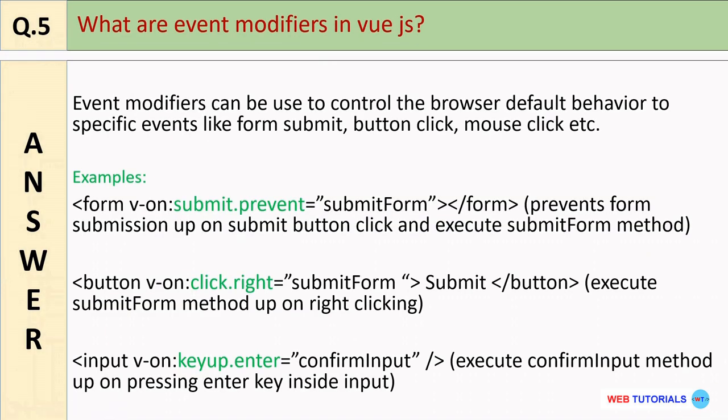What are event modifiers in Vue.js? Event modifiers can be used to control the browser default behavior for specific events like form submit, button click, mouse click, etc. Some examples of event modifiers are submit.prevent, which will prevent default form submission on submit button click, click.right, which can be used to execute a specific method upon right-clicking the mouse, and keyup.enter, which can be used to execute some method upon pressing the enter key.